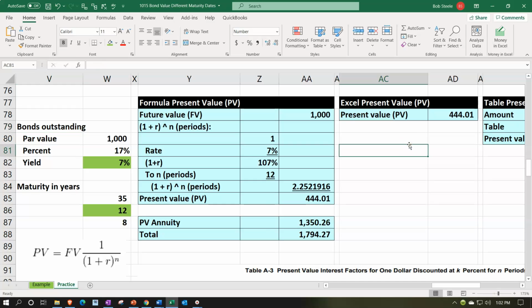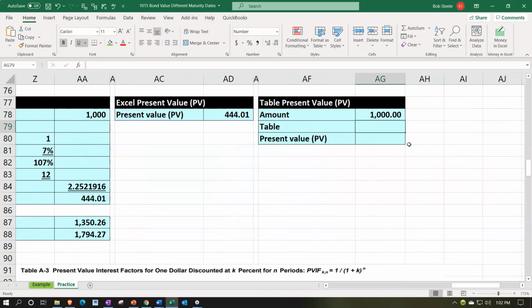0.4440. That's easy to remember. I don't even have to say it like 100 times like normal. 0.4440. 444. So there we have that. Looks good. We're missing the penny on that one though, but that's okay. That's because of rounding.